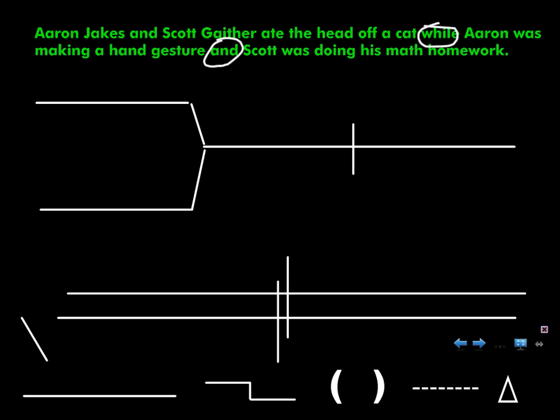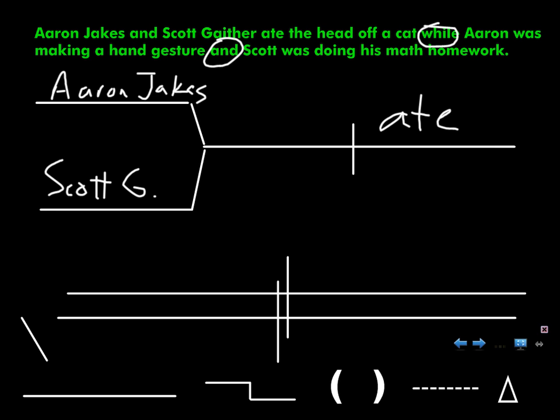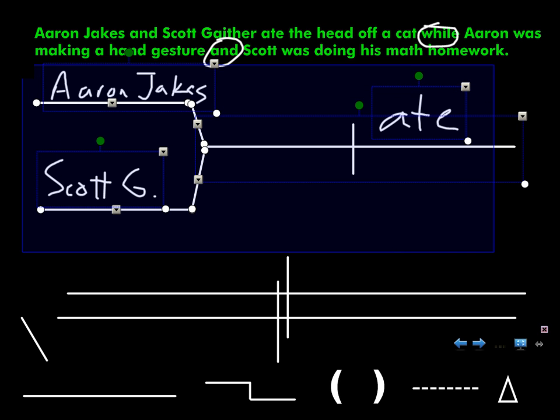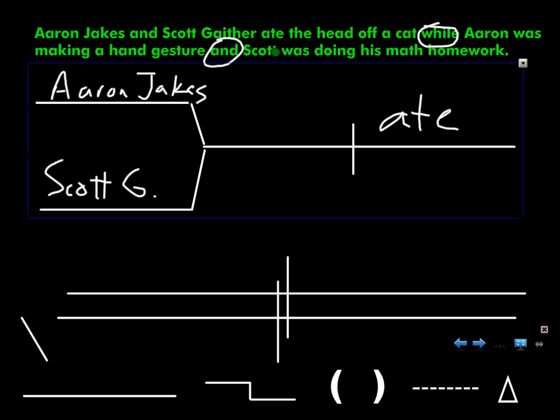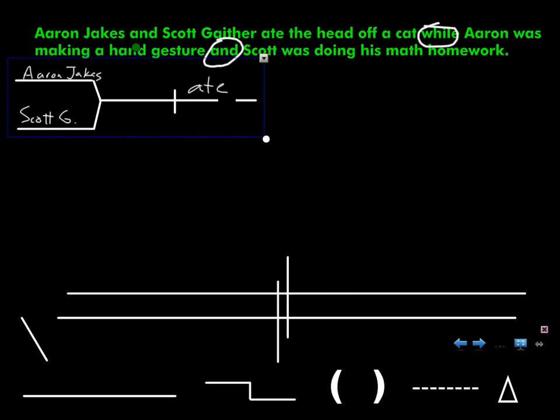Adam, what's my compound subject? Aaron, Jake. In interest of time, I'm going to forego the and, but you know it goes there. Adam, what's the simple predicate? Ate. Correct. That's 1.